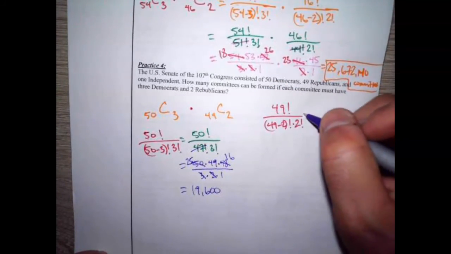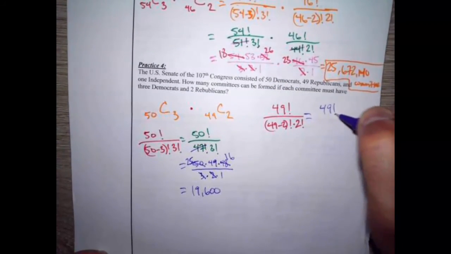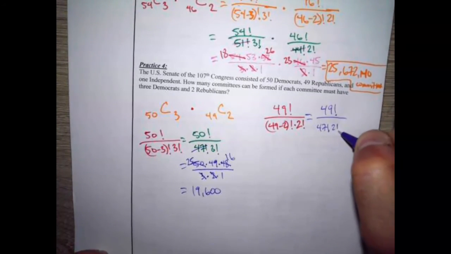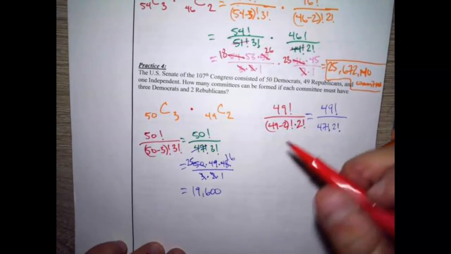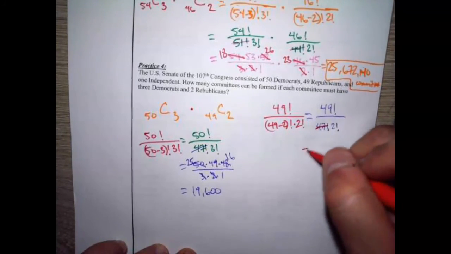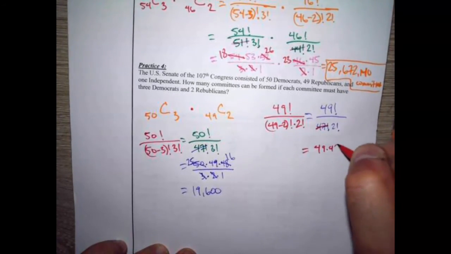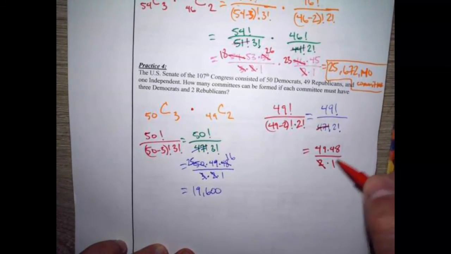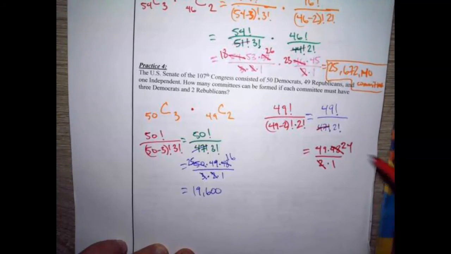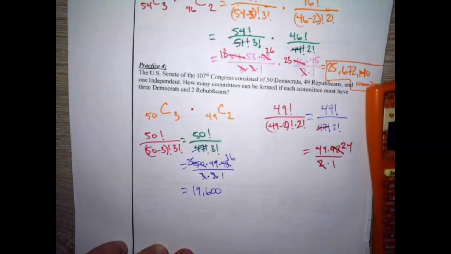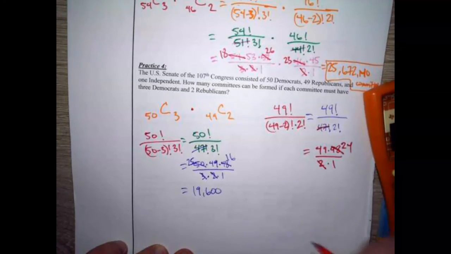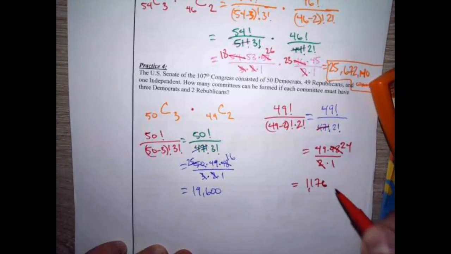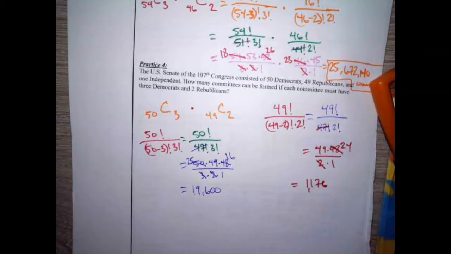Then here, 49 factorial over 49 minus 2, which is 47 factorial, times 2 factorial. And same as what we've been doing, we're going to cancel out the 47, leaving us with just 49 times 48 in my numerator. 2 times 1 in my denominator. Cancel the 2 with the 48. 48 divided by 2 is 24. And 49 times 24 is 1,176. 1,176 different ways to select 2 Republicans from 49 Republicans.